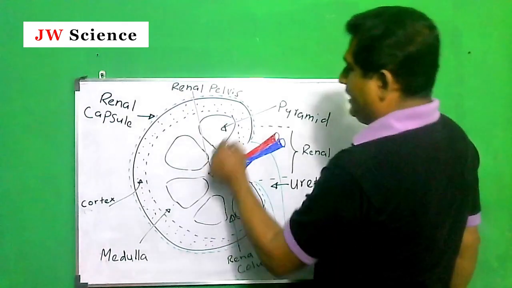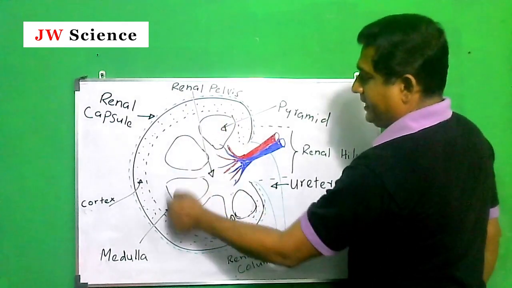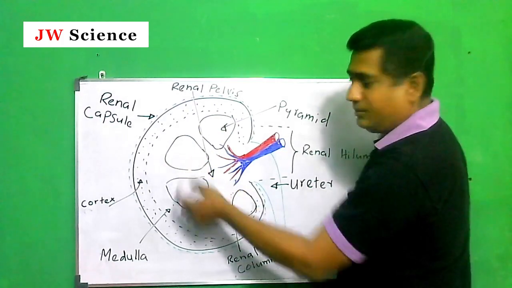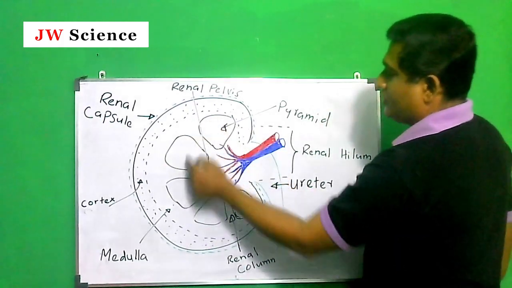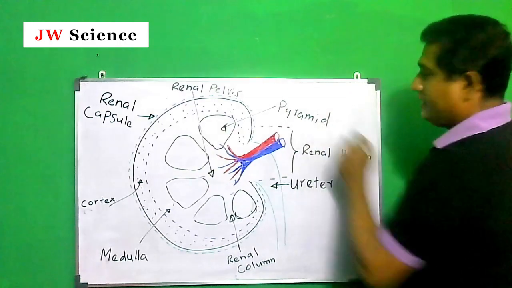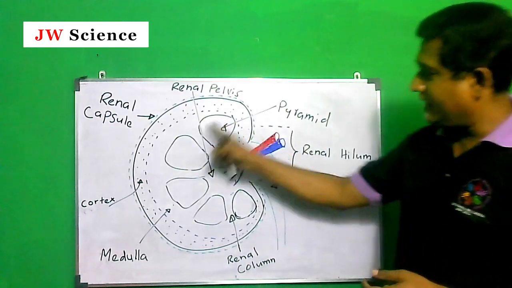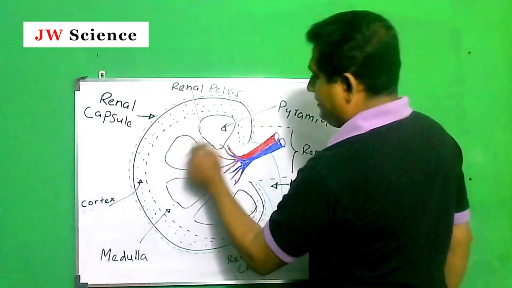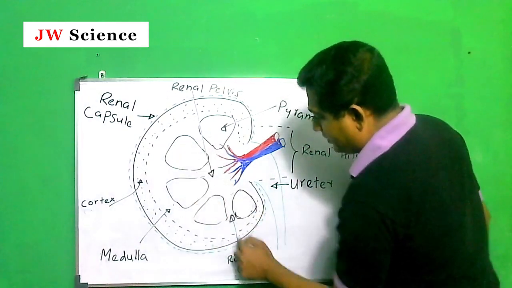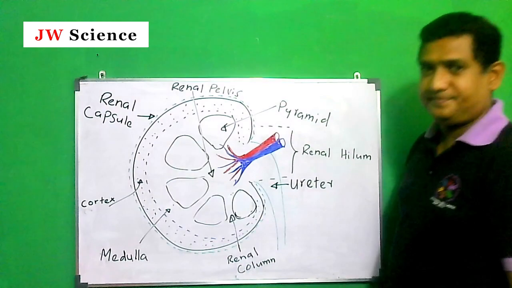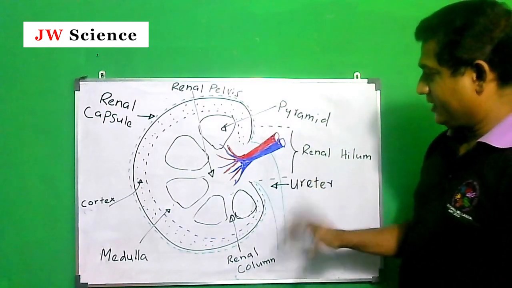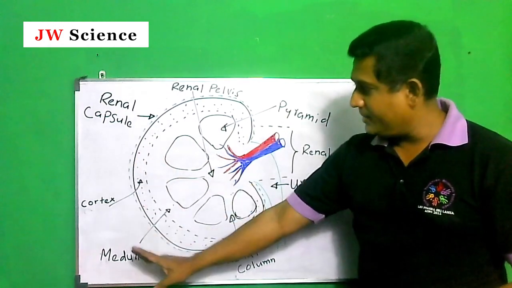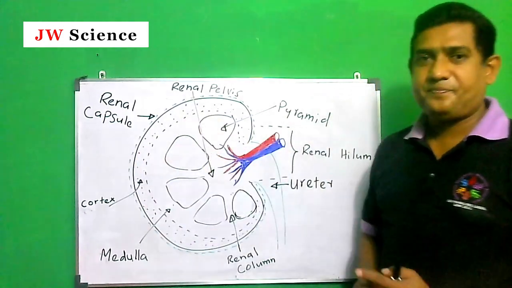Inside the medulla, you can see these pyramidal shaped areas. You can notice this area has straight lines, a pyramidal shape. This area is called the renal pyramids. So these are renal pyramids. Between two renal pyramids, this area is called the renal column. So these are the three areas of the human kidney: cortex, medulla, and the pelvis.